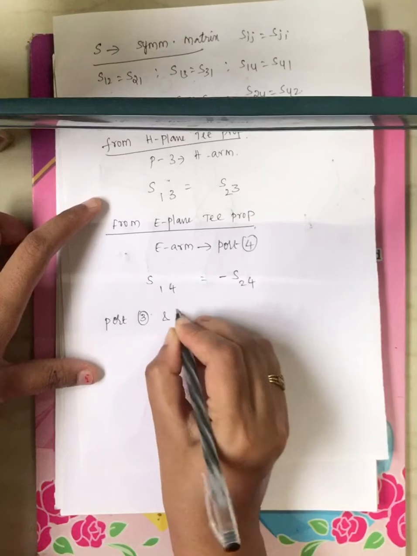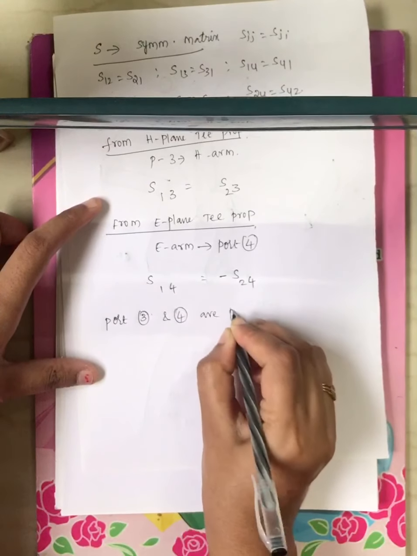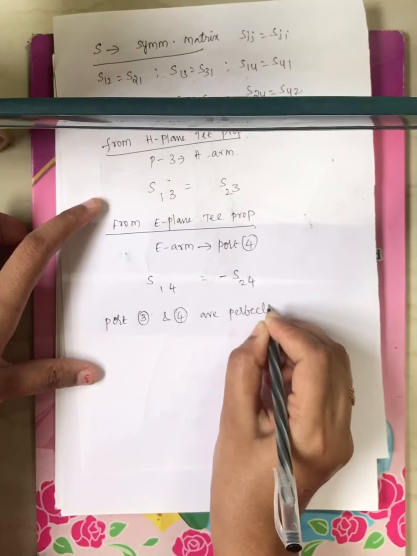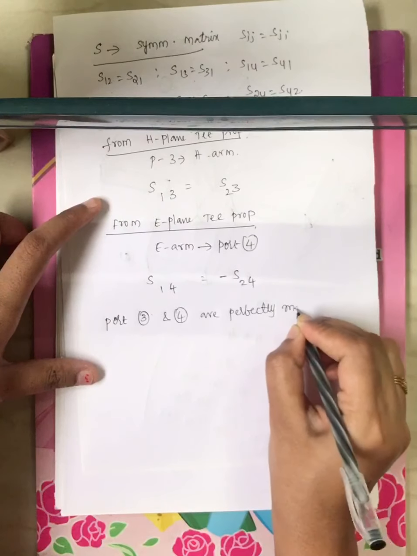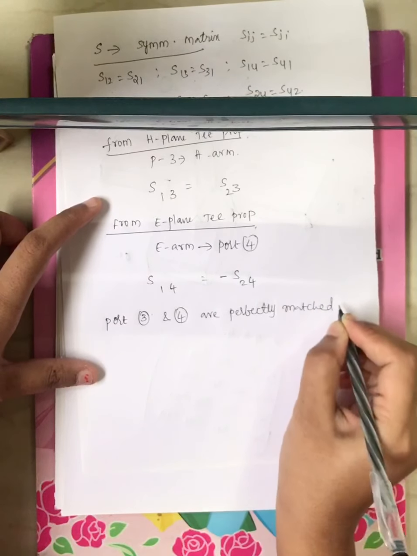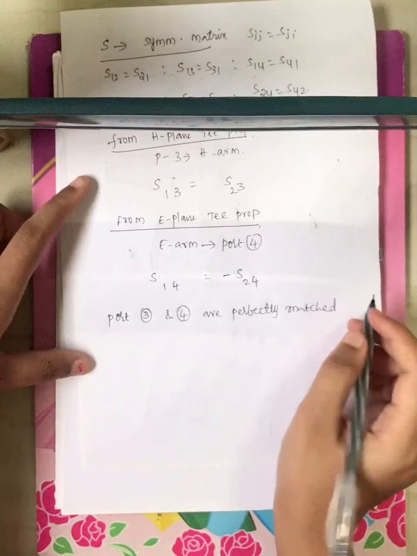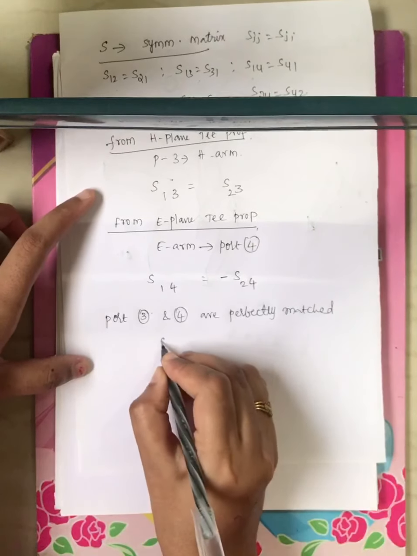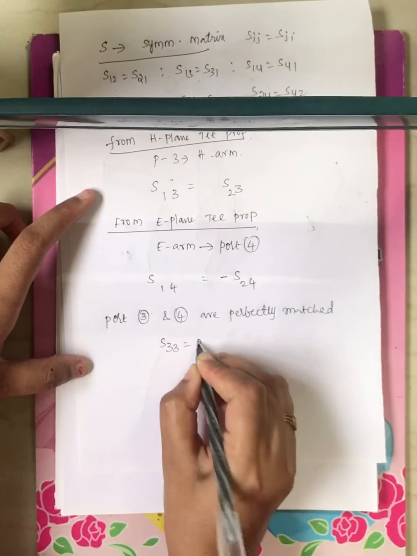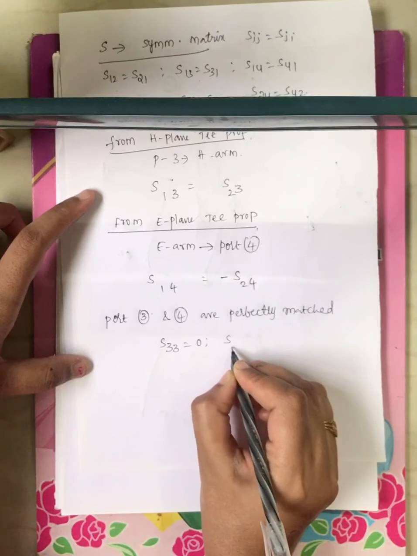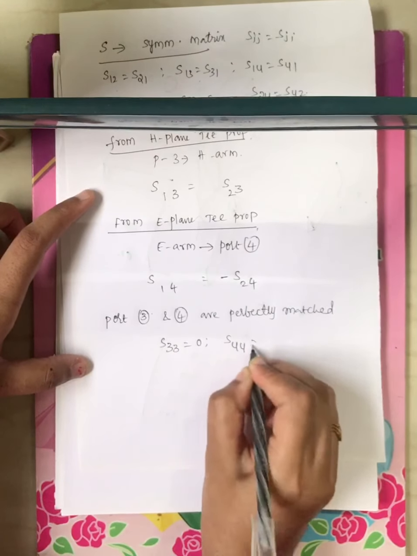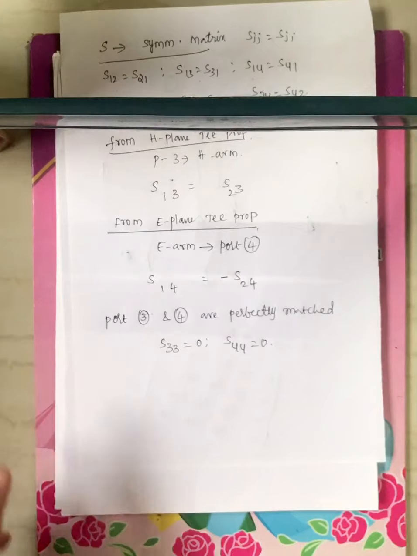Now port 3 and 4 are perfectly matched, which indicates there won't be any reflections or output power from those particular ports. That's why S33 equals 0 and S44 equals 0, right?